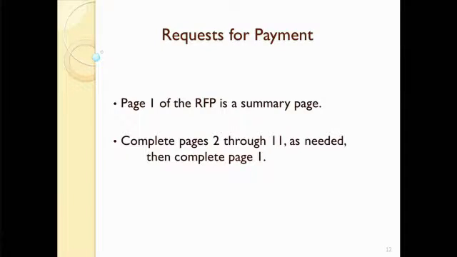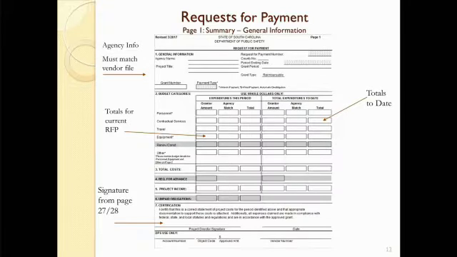Request for payment. Page 1 of the RFP is a summary page. Complete pages 2 through 11 as needed, then complete page 1. Request for payment summary statement, general information. Let's start at the top where you enter your agency's information. Please make sure that you enter the information that matches your vendor file that has been set up with the state of South Carolina.